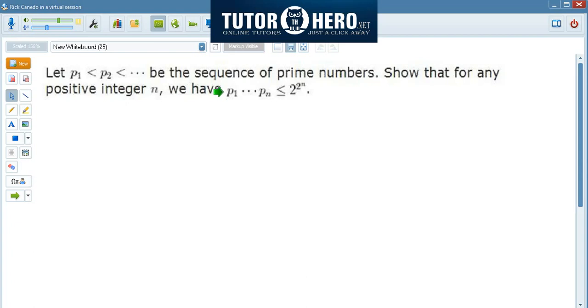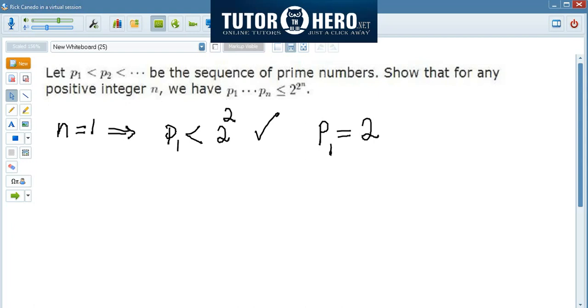Okay. The proof is combining a mathematical induction with a technique that was first introduced by Euclid. So let's start with plugging some numbers. If you take n equals 1, what do we get? For n equals 1, you're going to get p1 is less than 2 squared, which is essentially true, because p1 is 2. If you plug in n equals 2, we're going to get p1 times p2 is less than 2 to the 2 squared, which you can check is also true. But certainly we can't show this is true for all n just by doing calculations.